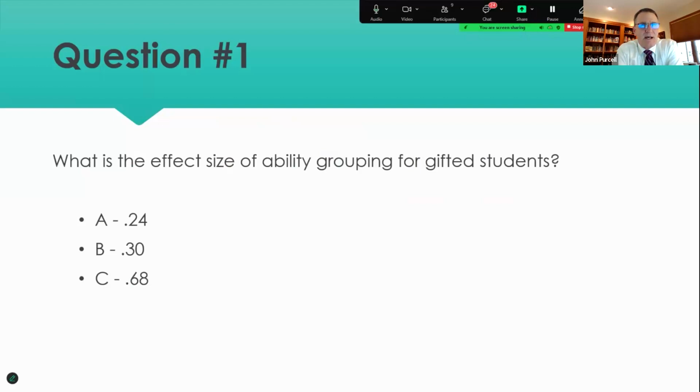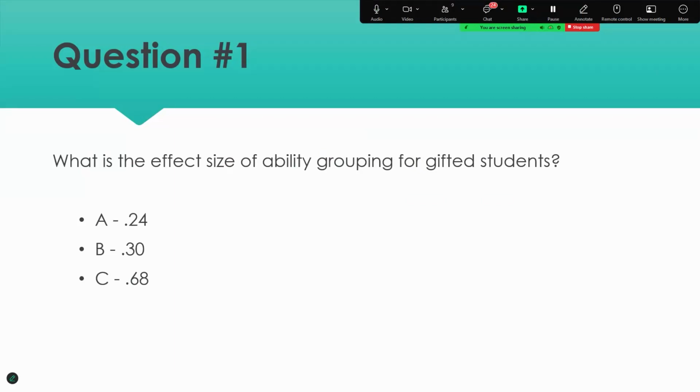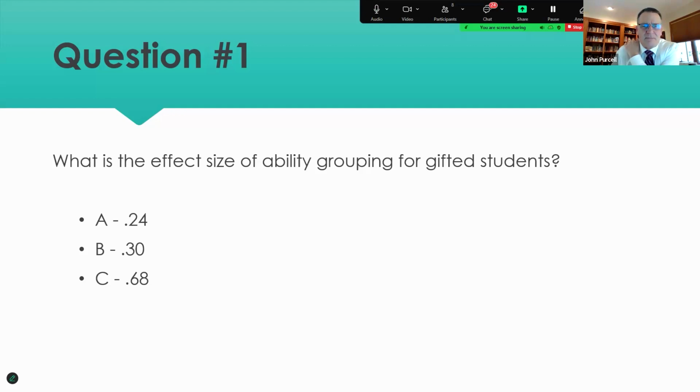Effect size, again, anything 0.4 and above is more than a year's growth. What do we have, Nikki or Alana? Yeah, 1 vote for B. 1 response for B. Okay. This is an OTR. This is where you're supposed to respond, by the way. Any others?